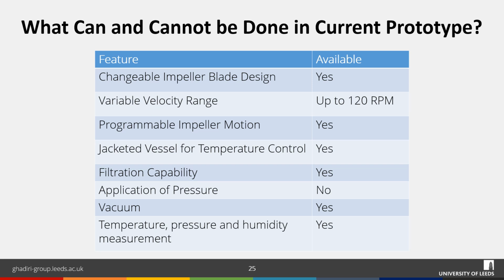So, what can and cannot be done in the current prototype? We can change the impeller design, we can program the impeller motions, we can control the temperature of the jacketed vessel, we can also do filtrations and apply vacuum, and we can monitor the ambient conditions. The only exception is that we cannot apply any head space pressure, as that would involve a more sophisticated design so that it would not interfere with the torque measurement.